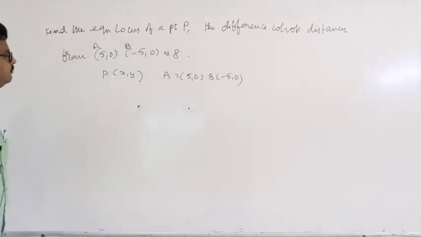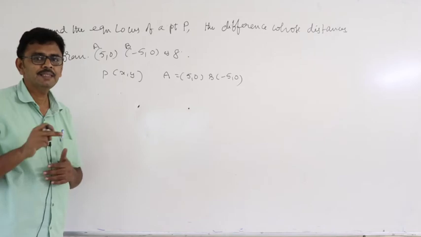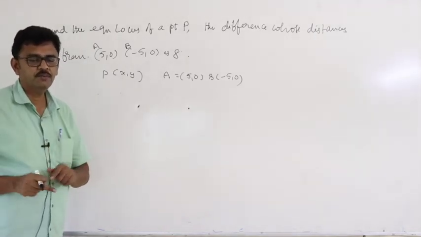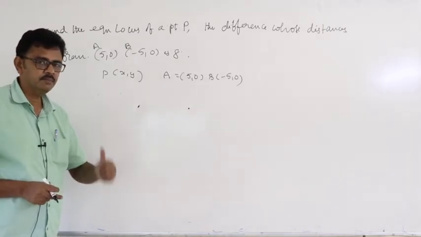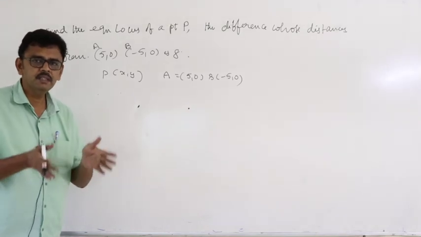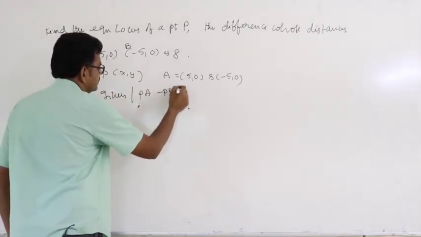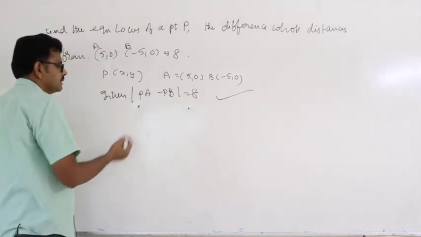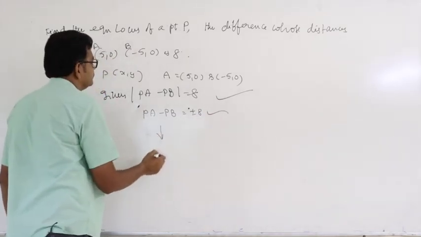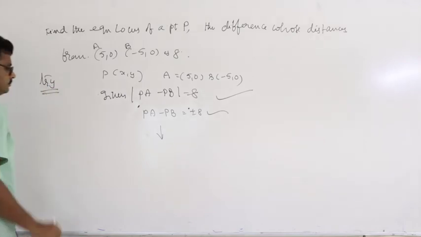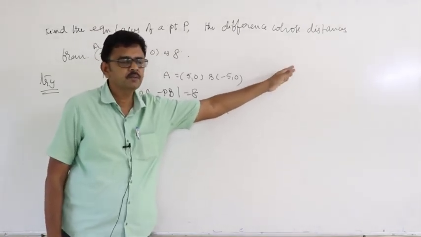Difference of whose distances means what? That is given, the difference between PA and PB. The difference between two numbers is x minus y or y minus x, which means you can put mod. Difference between my marks and your marks: difference is 2, either my marks minus your marks or your marks minus mine. Anyway, the difference is 2. That means given mod of PA minus PB is equal to 8. Just like the previous sum we already discussed earlier, PA minus PB is equal to plus or minus 8. You could do the sum, the same as the previous one. We have done one problem with mod of PA minus PB equal to 4.